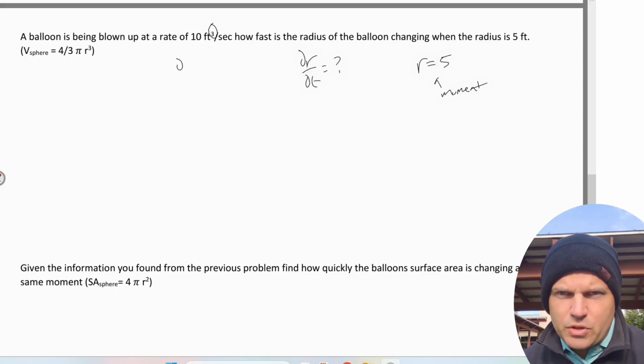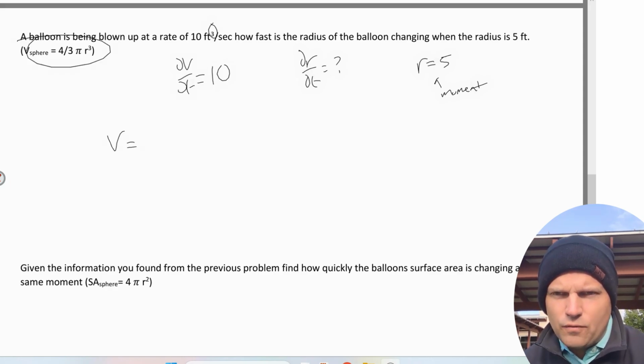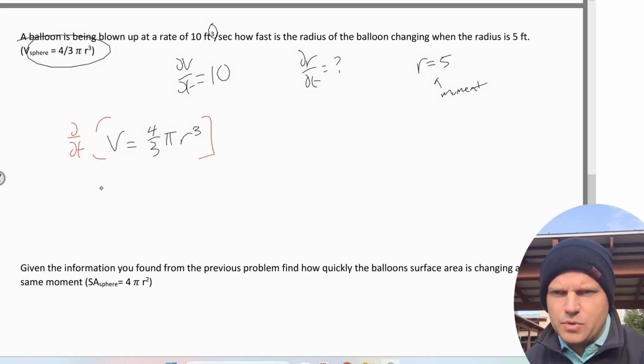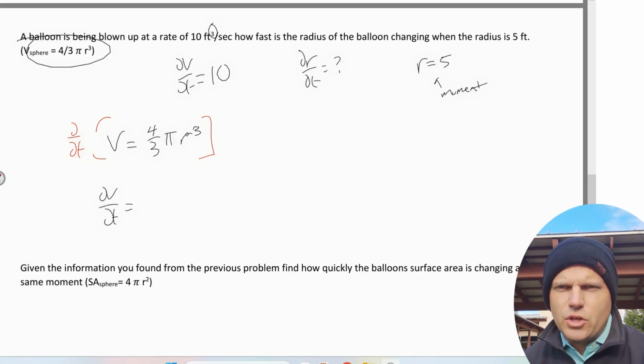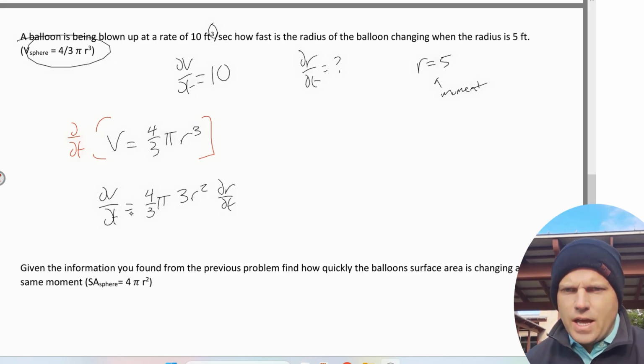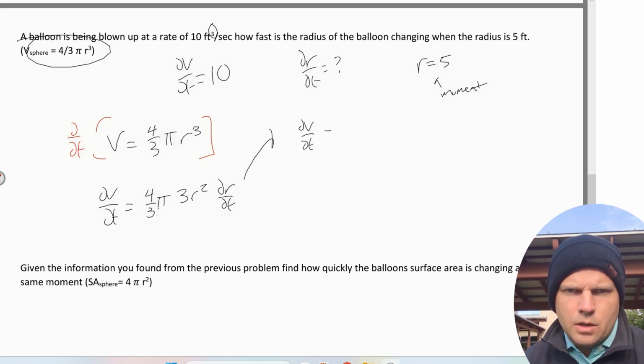We are given cubic feet per second. That is a dV/dt. We have a formula for the volume of a sphere. We'll need to figure out the change formula for the volume of a sphere. This is a really good one that shows relationships and shows how these change equations work. We got this 4/3 pi, which is just a constant. We have r cubed, which is 3r squared times dr/dt. Now, if you go ahead and simplify the 3 and the 4/3, it would help you out a little bit to give you 4 pi r squared.